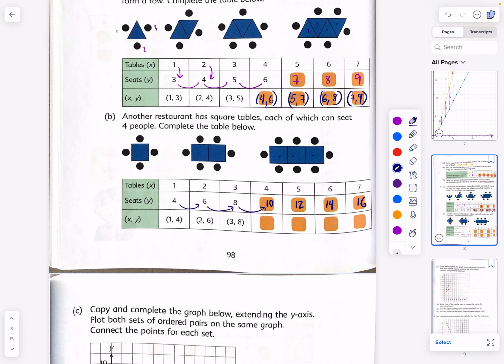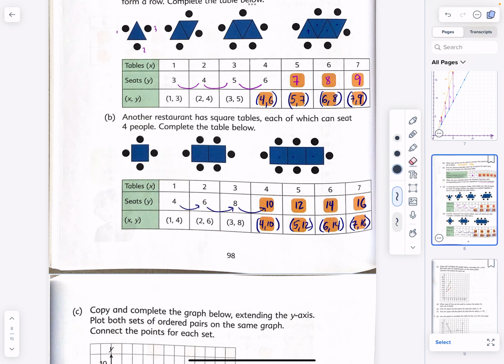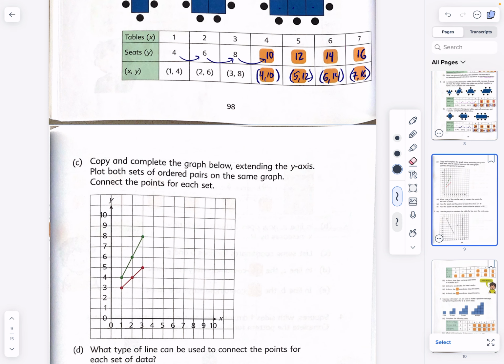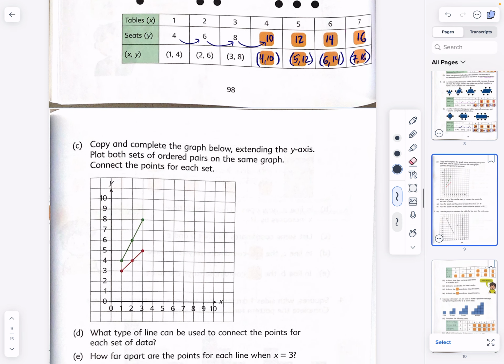Let's come up with ordered pairs. 4 tables, 10 chairs; 5 tables, 12 chairs; 6 tables together, 14 chairs; 7 tables, 16 chairs. Let's put them in parentheses, just like the notation. Now, my friends, what we can do is come up with our own line plot, right? It says copy and complete the graph below, extending the y-axis.